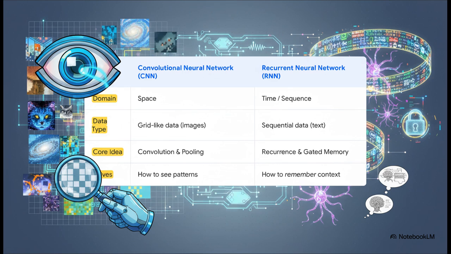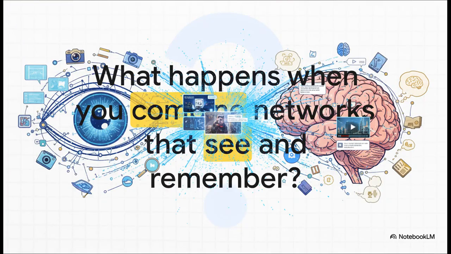On the other side, you have RNNs, especially those powerful LSTMs. Their domain is time or sequences, things like text and speech. Their core ideas are that feedback loop and those memory gates, and they solve the problem of remembering context. And this leads us to the final and maybe most exciting thought. These two networks aren't just powerful on their own. The real magic, where AI really took a leap forward, was when researchers started plugging them together.